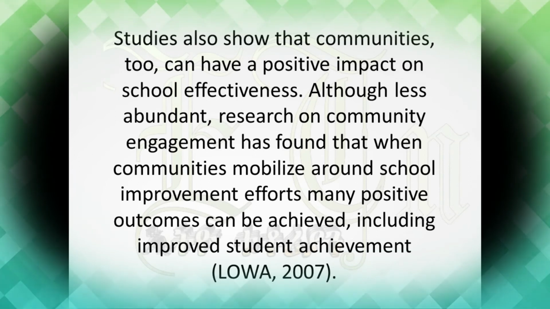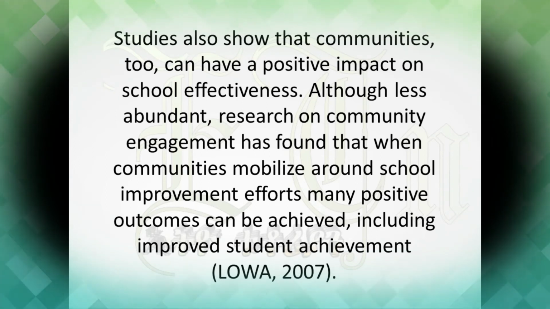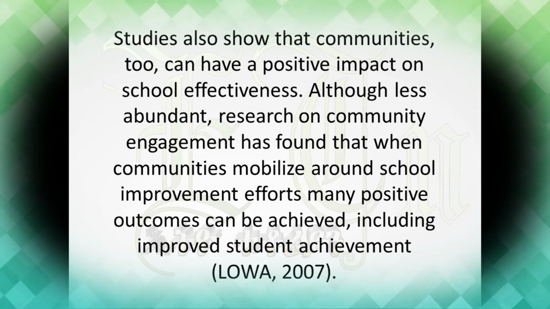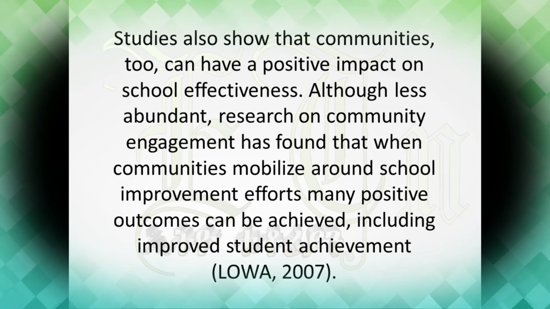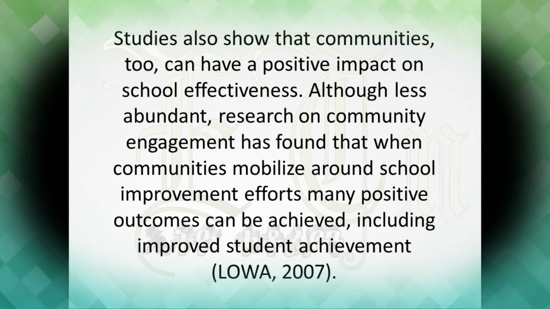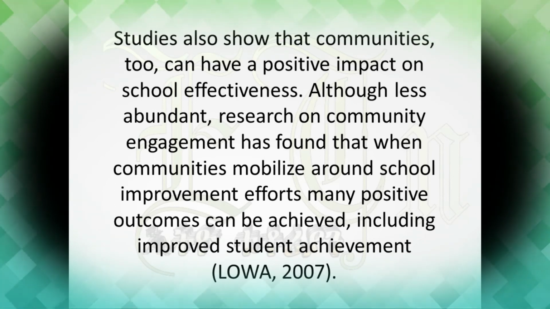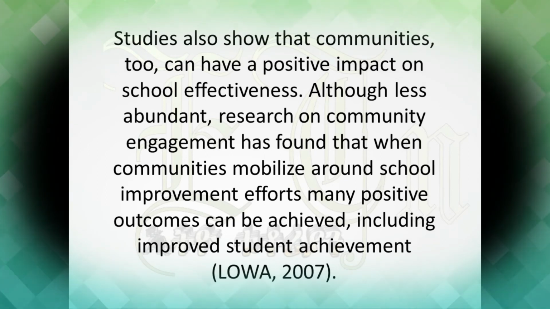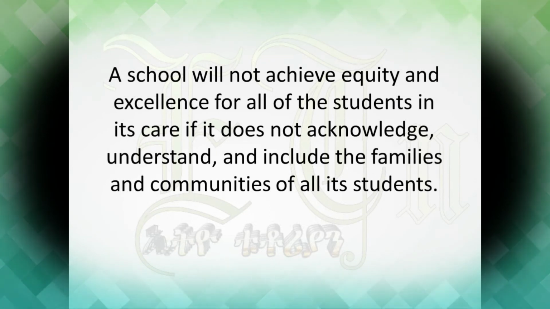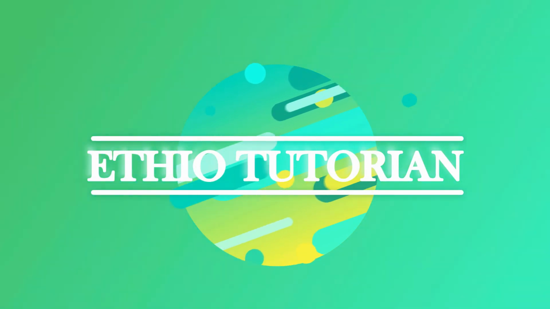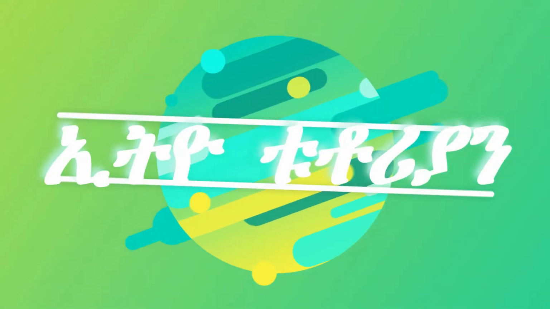Studies also show that communities, too, can have a positive impact on school effectiveness. Although less abundant, research on community engagement has found that when communities mobilize around school improvement efforts, many positive outcomes can be achieved, including improved student achievement. Iowa, 2007. A school will not achieve equity and excellence for all of the students in its care if it does not acknowledge, understand, and include the families and communities of all its students.